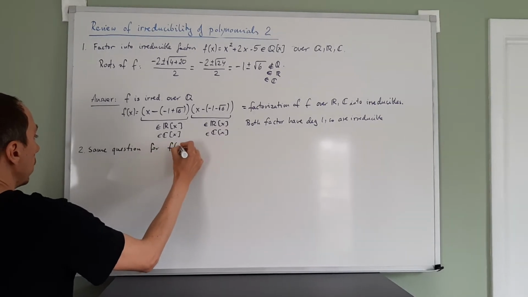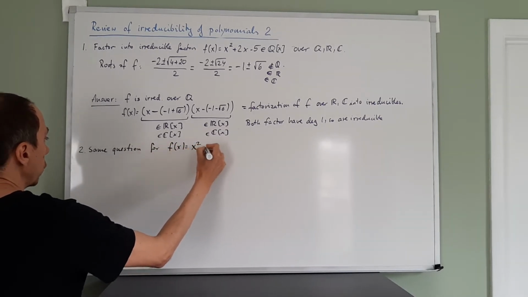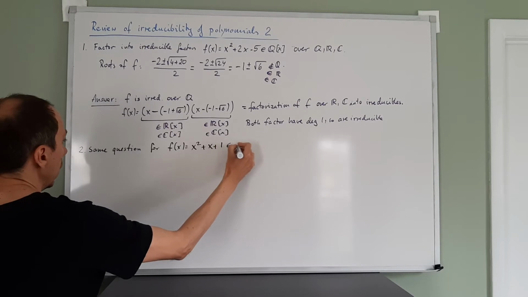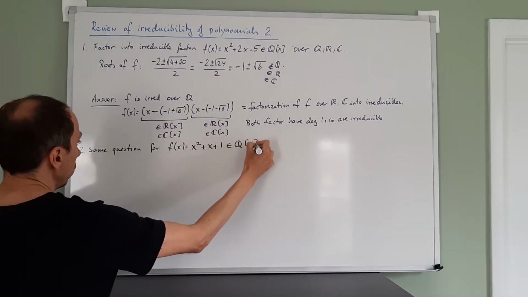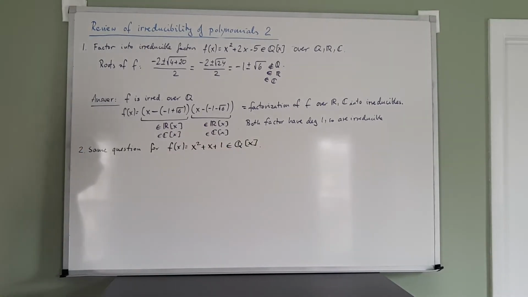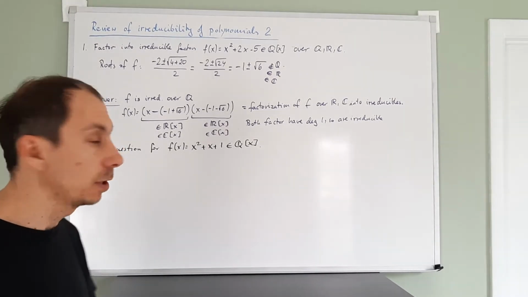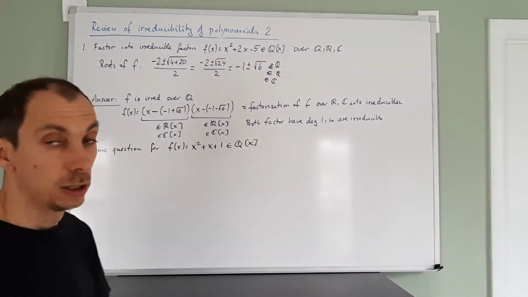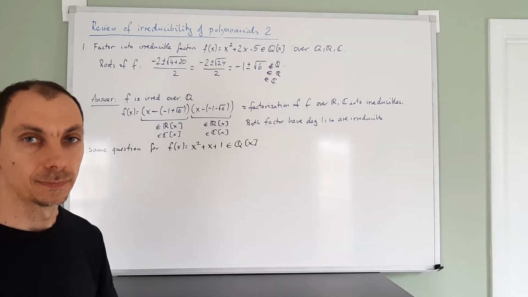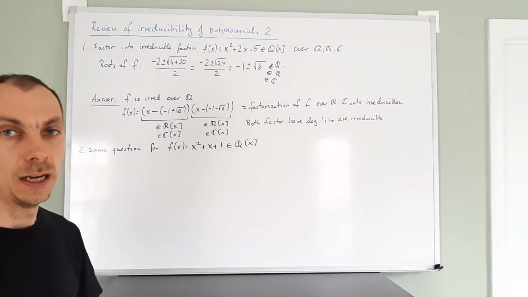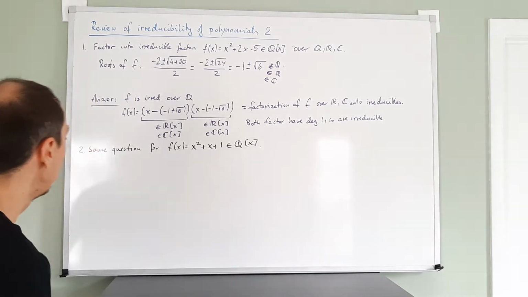For f equal to x squared plus x plus 1, another polynomial with coefficients in Q. And again, I ask you to pause the video and try to factor this polynomial into irreducibles over Q, R, and C. And now I will show you how to do this.